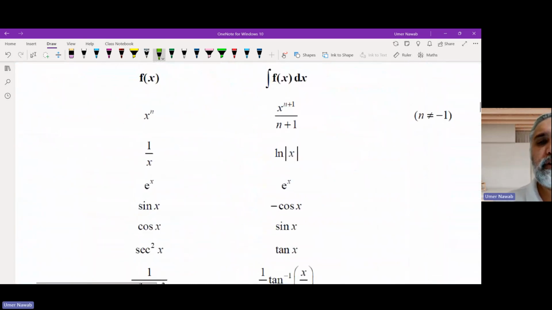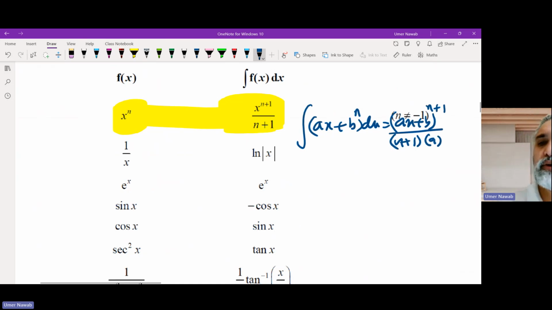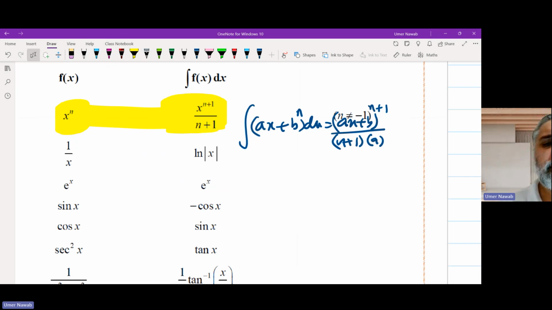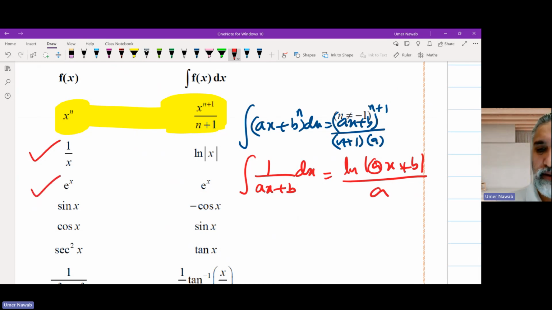In integration, this is the famous power formula, which everyone knows. If I have to find the integration of ax plus b raised to the power n, its formula is ax plus b raised to power n plus 1 over n plus 1 multiplied with a. You took it in AS level. But here I need this formula. When you have a linear factor down, 1 over ax plus b dx, its formula is ln of ax plus b divided by the coefficient of x. This is needed.